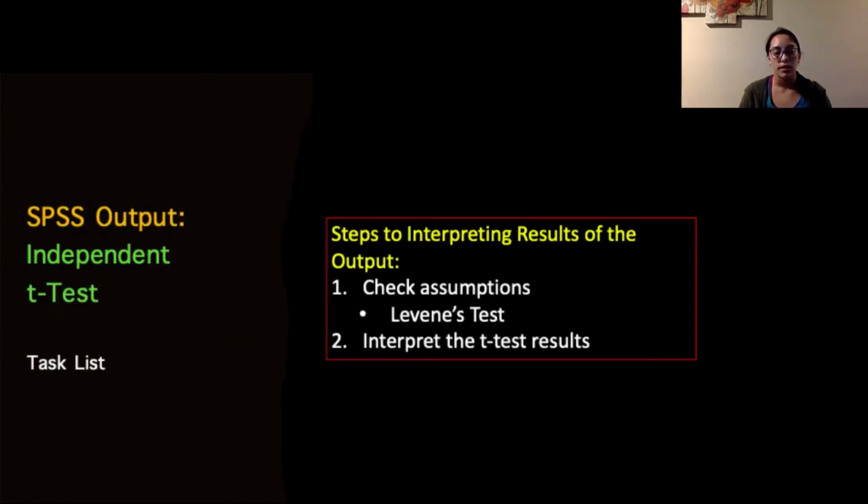So there are steps to reading the output. You'll recall from our previous lecture video that we talked about different assumptions that have to be met. Namely, for this one, we are going to be checking Levene's test to see if we have homogeneity of variance between our independent samples. So that is kind of our first order of business in our output.